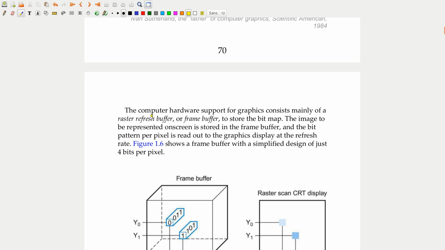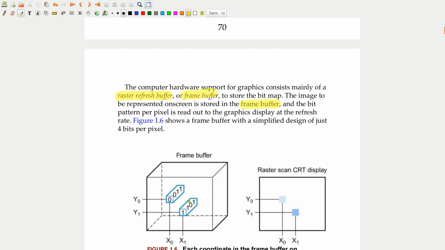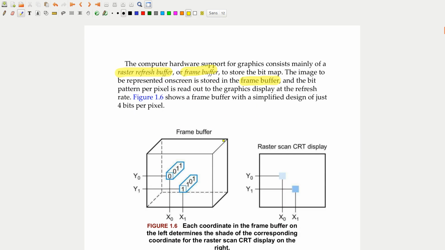So how does the hardware know how to calculate these things? The computer hardware support for graphics consists mainly of a raster refresh buffer, or something called a frame buffer. This is what stores the bitmap that's eventually going to be printed to the screen. The image to be represented on screen is stored in the frame buffer. So the frame buffer over here has the information for what all the pixels are going to look like, and it gets printed on the screen.